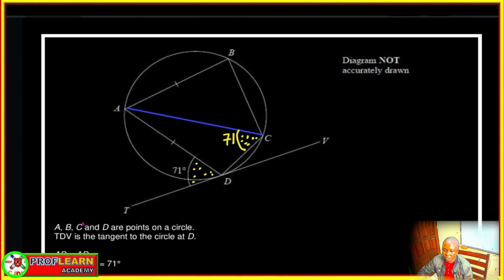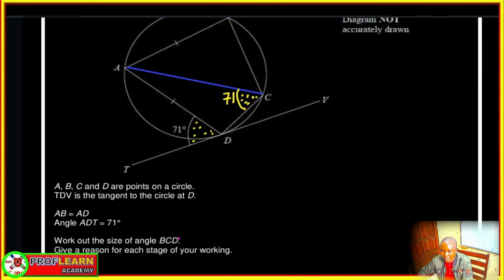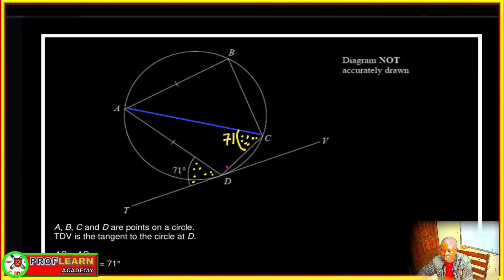We can join a line running from B to D, so that we can see how to find that. If we join a line here, we are going to have also angles in alternate segments. So this angle, 71 degrees, is going to be equal to this.